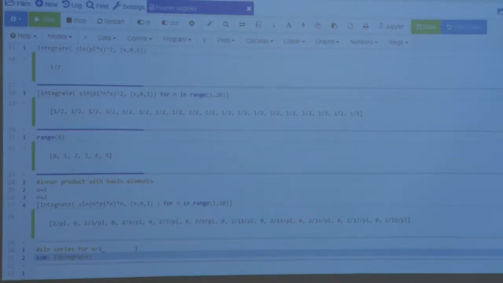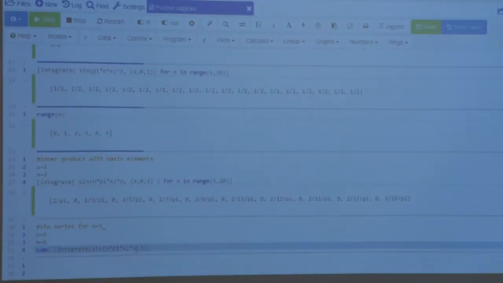Okay, so we're going to make a list. We're integrating sine of n times pi times x times u. Let's specify some things. u will be 1, and then we'll truncate the series at 10 terms, say. Or we'll take the first 5 terms. Let's do the first 6 terms.